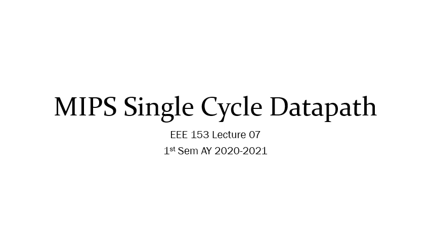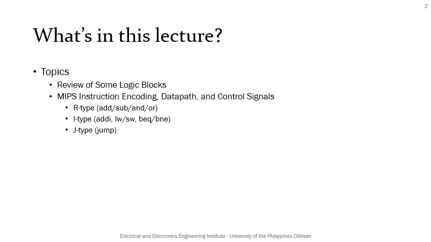Hello everyone, this is lecture 7 of EEE 153, MIPS Single Cycle Data Path. In this lecture, we'll have a short review on the important logic blocks that we will encounter and use in the MIPS data path. We'll also review the MIPS instruction encoding, and from there, build the data path and identify the necessary control signals. We'll also cover only a subset of the MIPS core instruction as listed.